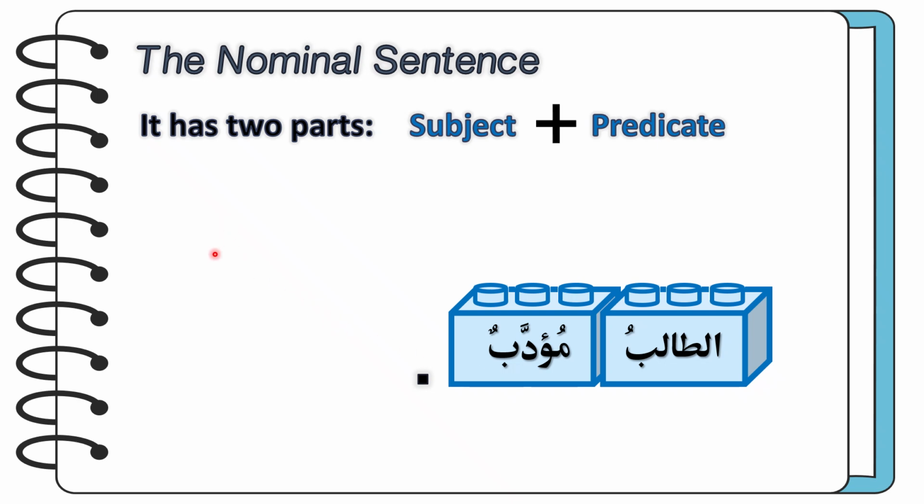Now, when building Arabic sentences, you don't really need to focus on word order as in other languages. Even though in an Arabic nominal sentence, you should start with a noun, yes, but word order isn't as important. What you really need to focus on are two things. A, the relationship between words, and B, the grammatical case of each word.